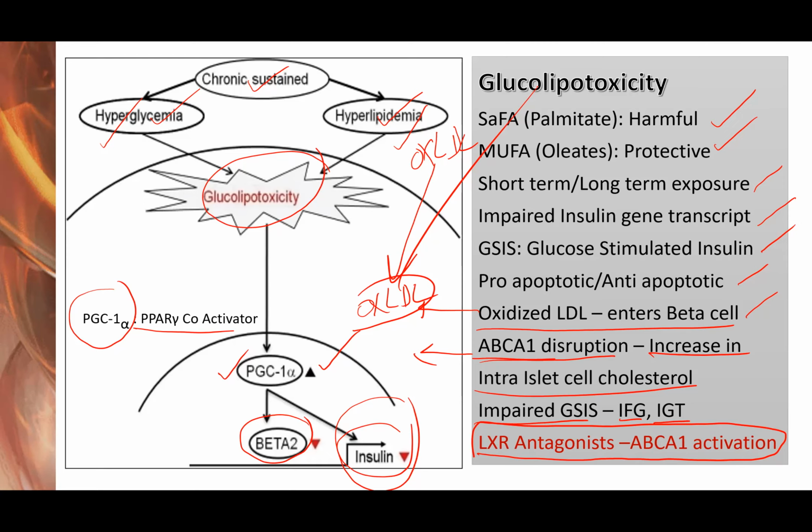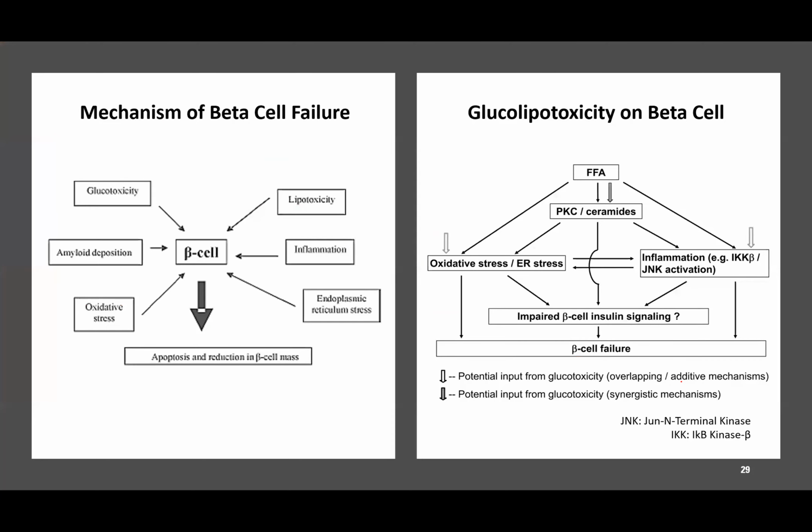How do I counter that? I use an LXR agonist, which will activate the LXR receptor and thereby the ABCA1. ABCA1 is a scavenger pathway. It takes away the OX-LDL. So this is one mechanism. We can help the GSIS by removing the effect of low ABCA1 by using LXR agents. This is one treatment option.